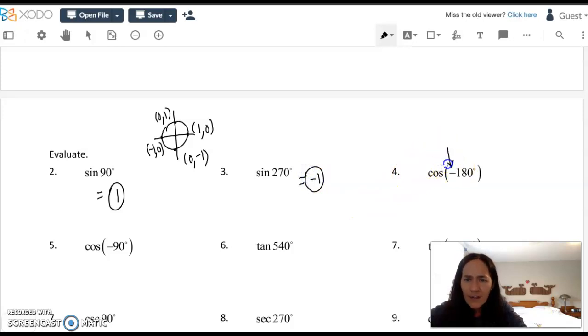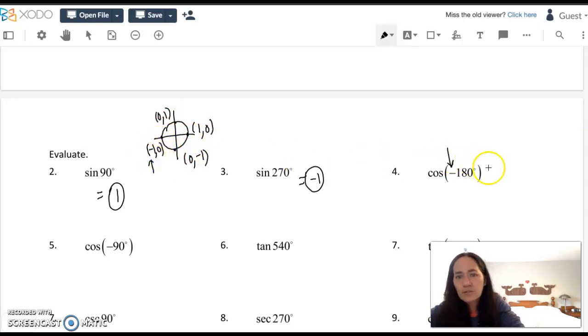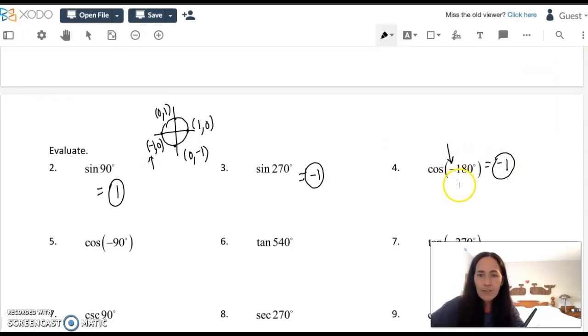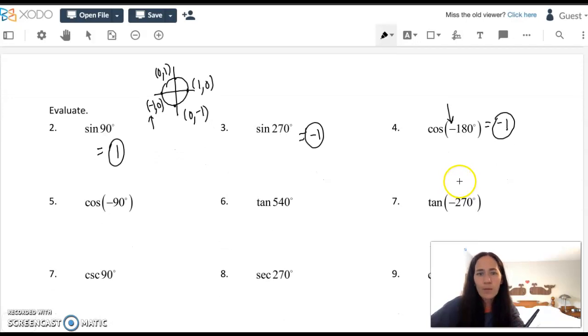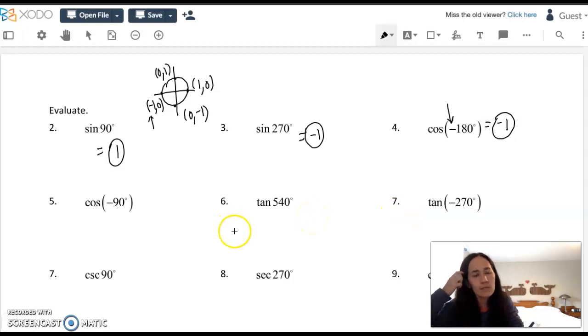Cosine of negative 180, does that matter too much? Whether you're going to 180 this way or that way, you're still landing at those same coordinates, and cosine is the x. Let's use negative 1 for that one. You want to try, see some negative angles and a pretty big one of 540 and number 6. You want to try 5, 6, and 7. Pause the video, turn it back on, check with me, see if we get the same thing.